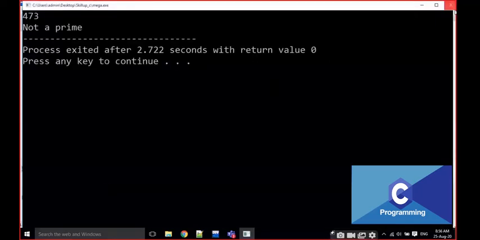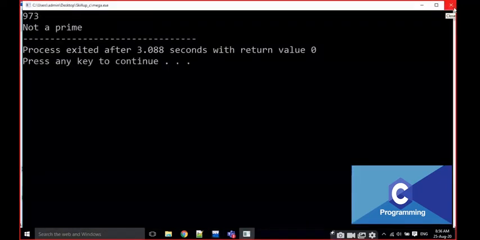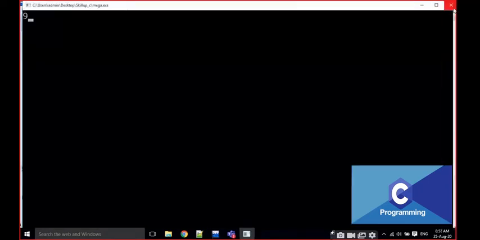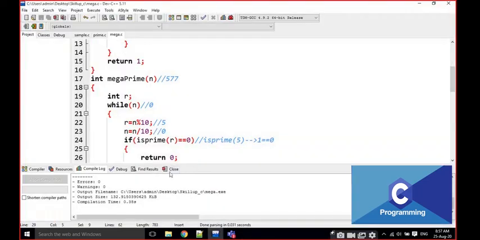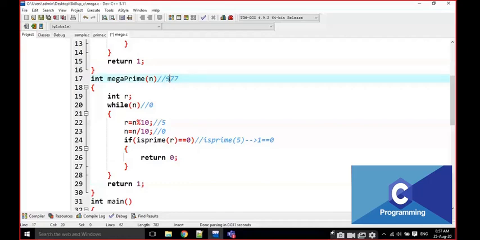Okay, one more number I'm going to check here. 473 is not a prime. For example, 973, 977. Now I am taking an example, that is 977. The new value is 977. What is R value here? R value is 7. New value is 97.